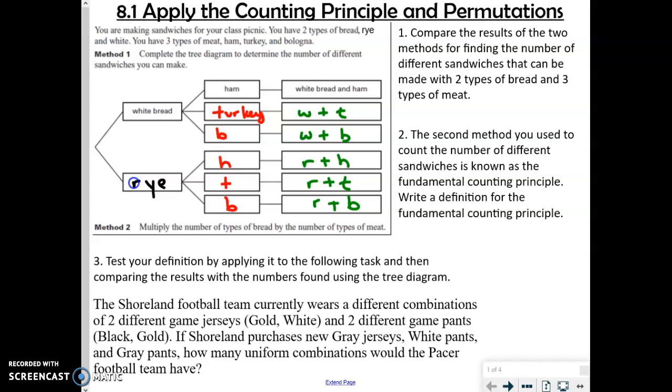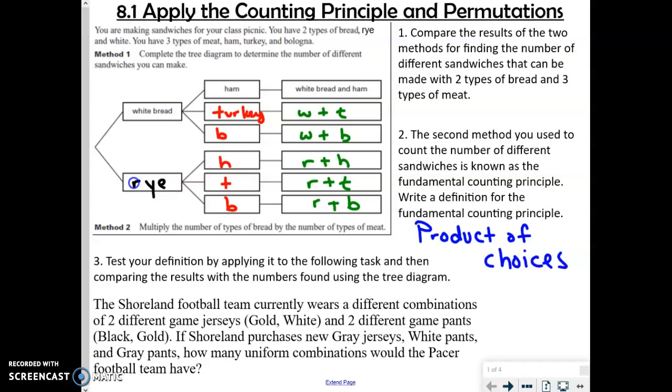The second method simply says we multiply them together. There are 2 types of bread times 3 types of meat, which gives us 6 sandwiches. The second method, as it says here, is known as the fundamental counting principle. And a basic definition for that would be a product of choices. Whatever you are given is a product of choices.